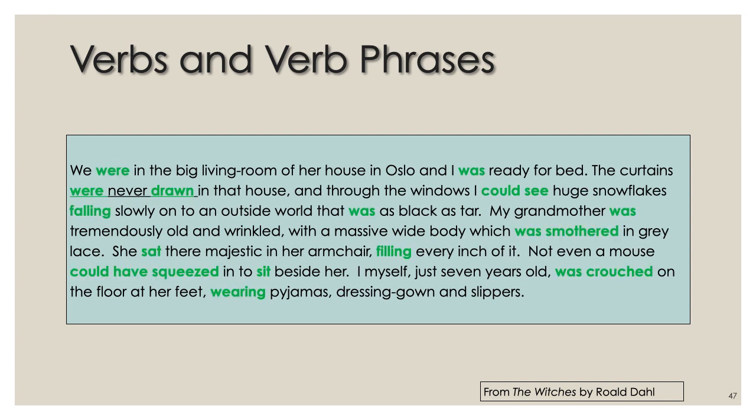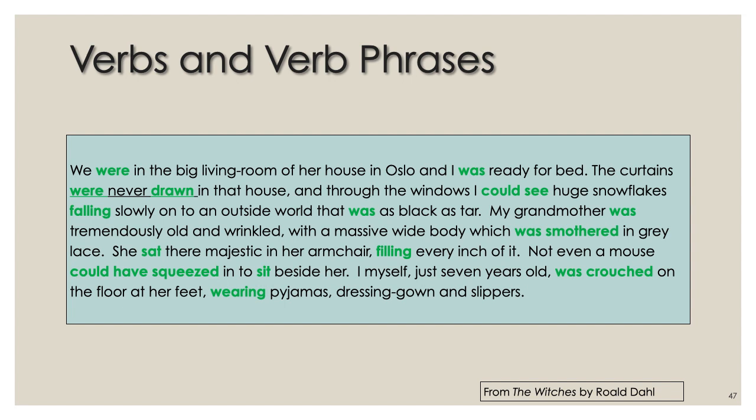Okay, so here they are again highlighted in green for you. And the one that I wanted to draw attention to was this one here. The curtains were never drawn in that house, because it's quite a common example of a verb phrase, were drawn, that's interrupted by an adverb. Most commonly, it's actually not, the negative, were not drawn, but never also goes there.